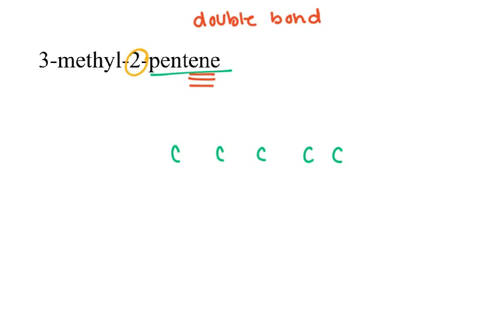This 2 is telling me where my double bond is, right? So again, I'm going to start counting from the left. My double bond is going to be on the second carbon, so it's going to be between the second and third carbon. So now I'm going to go through and fill in everybody else. I have a methyl group on 3. Remember, methyl is CH3. Okay, so now I'm going to go to the third carbon, and I'm going to add my methyl group.